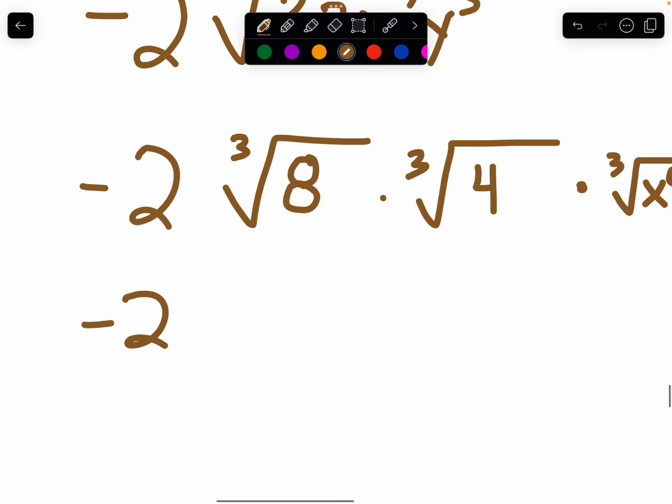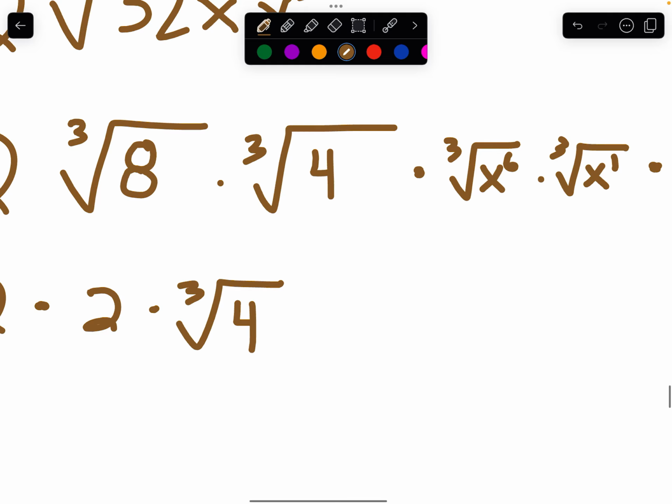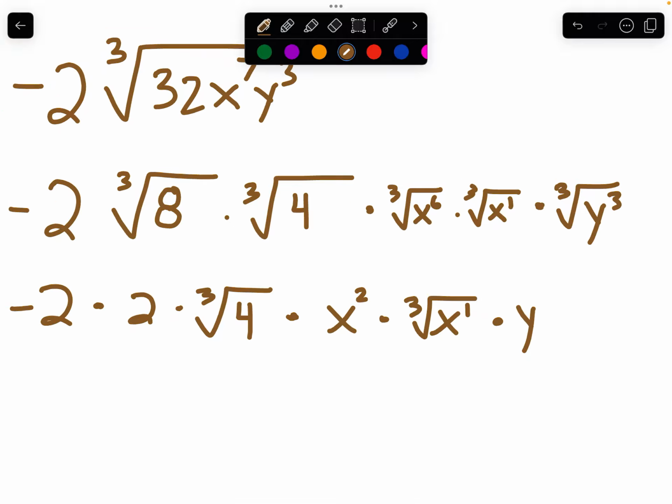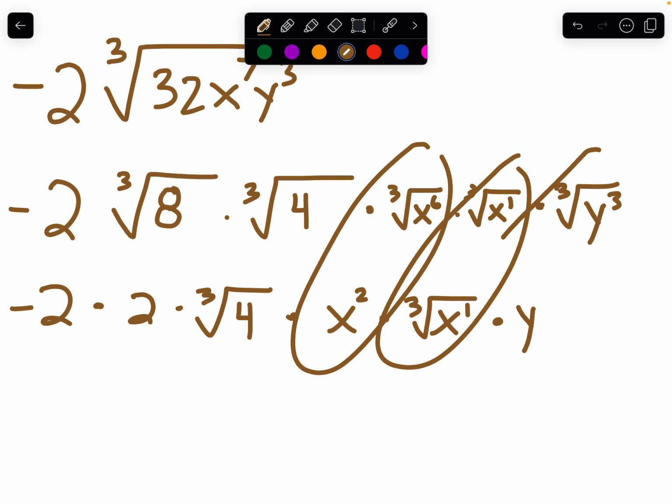We have -2 times the cubed root of 8, which is exactly 2, times the cubed root of 4, which is what it is. Can't do any more with that. The cubed root of x to the 6th, well, 6 divided by 3 is 2, and so I get x to the power of 2 there. The cubed root of x to the first is stuck with that exponent being smaller than the index, and the cubed root of y cubed is exactly y. My work got a little bit shifted there to the left, and I apologize, but this is kind of how it's supposed to be stacking up here.